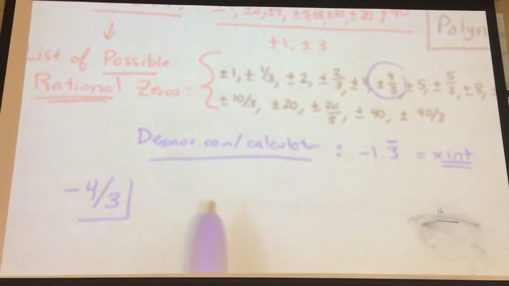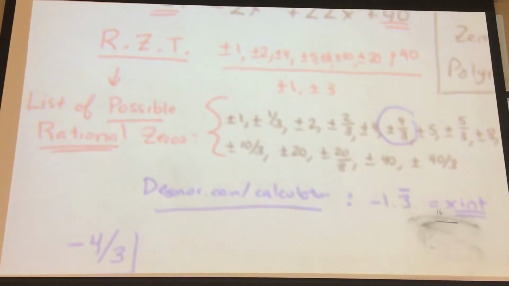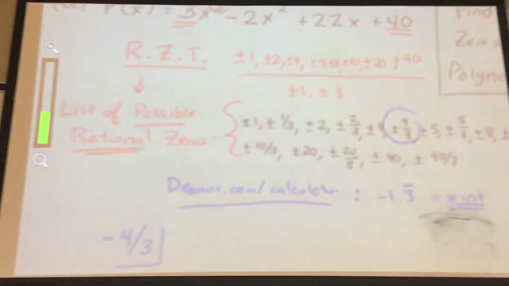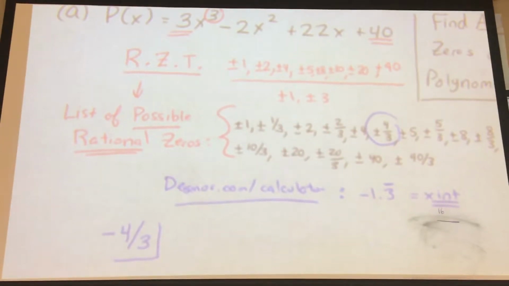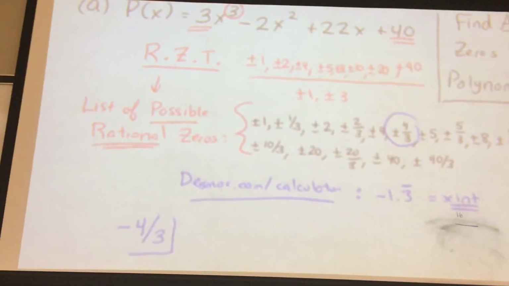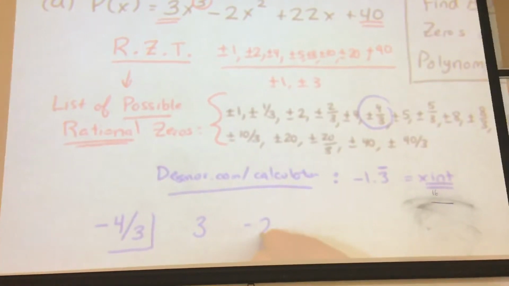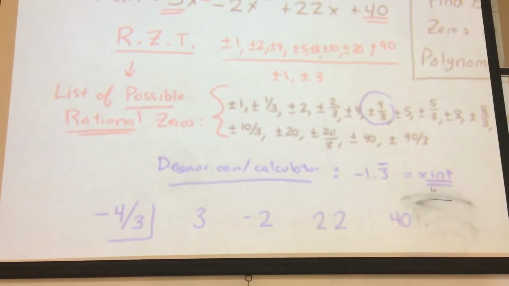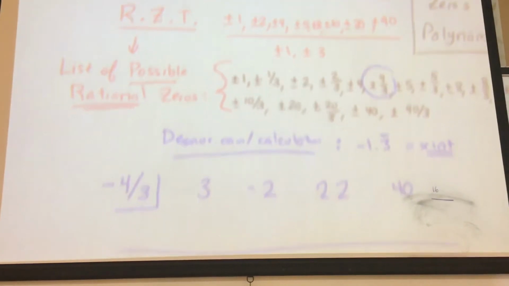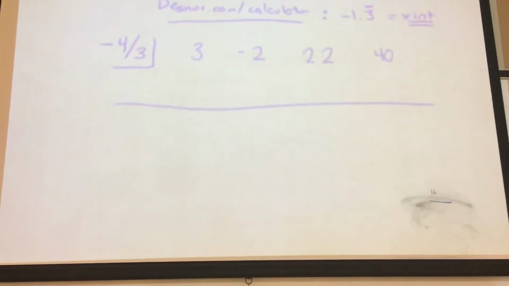The original equation was 3x squared. Let me see if I can show both. I don't think I can. There it is. 3x cubed, rather, minus 2x squared plus 22x plus 40. So I would put 3, -2, 22, and 40. And then I would begin my process of synthetic division, wouldn't I?